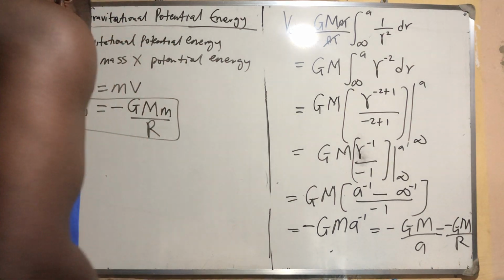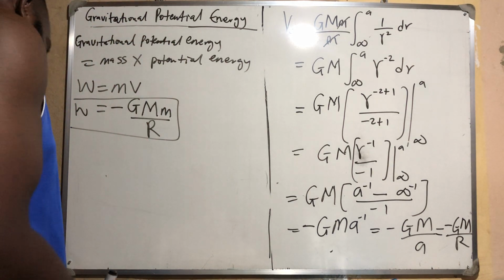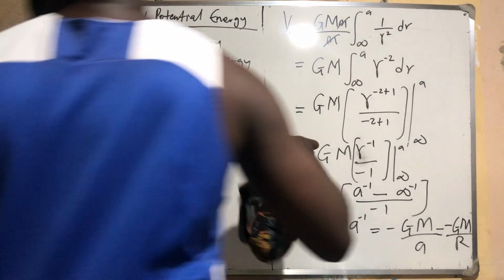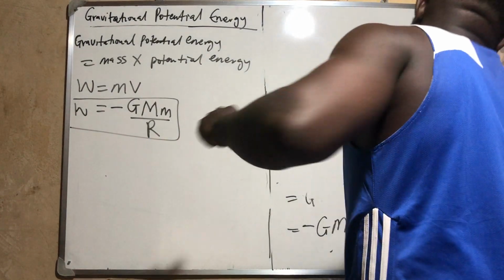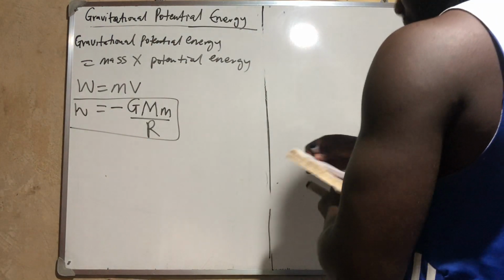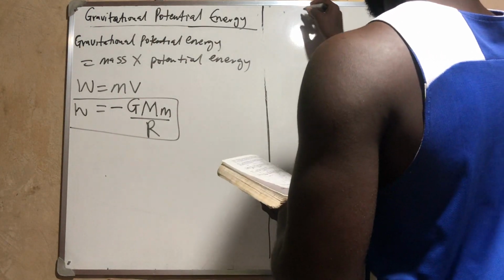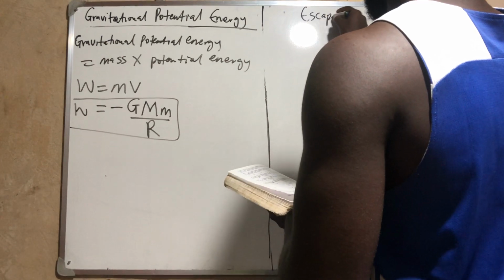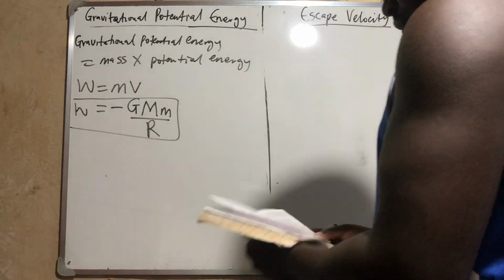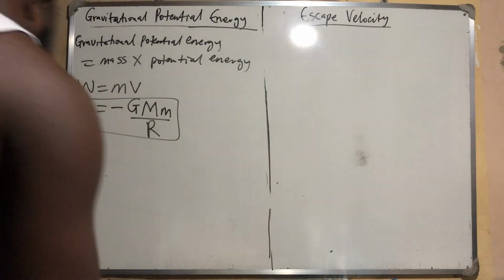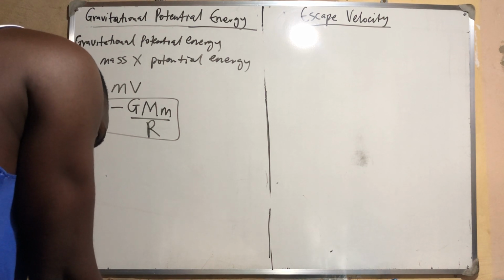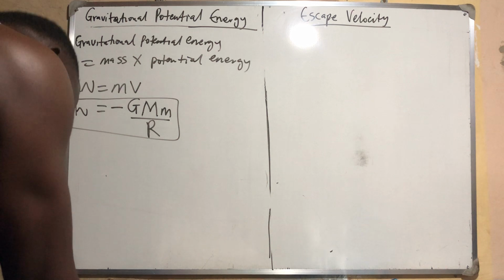So the next thing we'll talk about is escape velocity. So escape velocity. They say that the potential energy of a particle on the earth's surface is given by this. Don't forget, it is given by this.